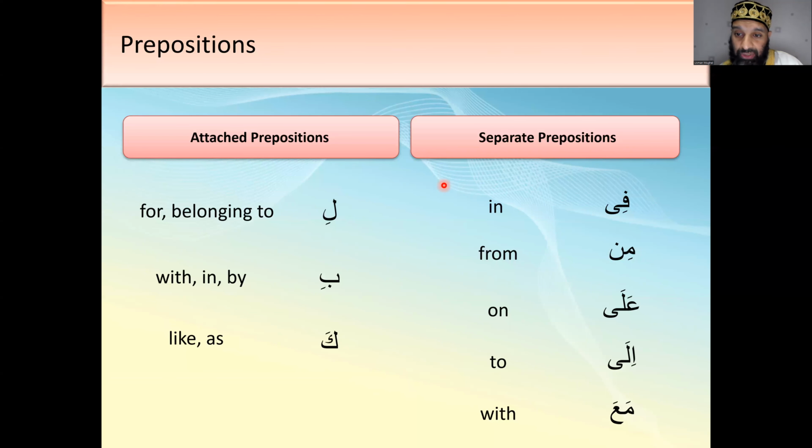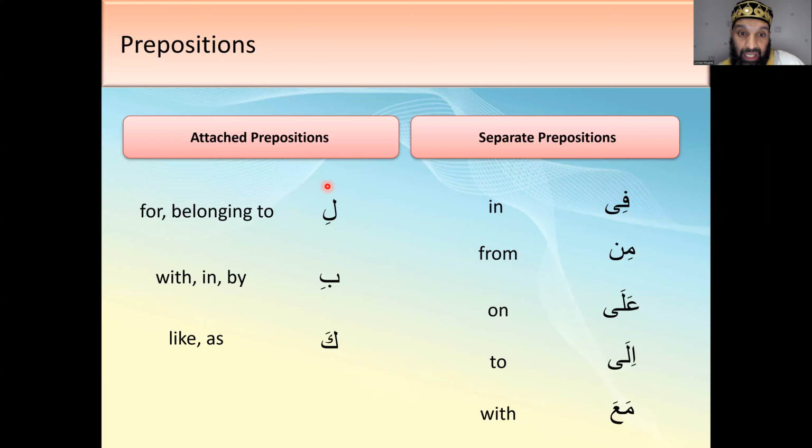Okay, now these are separate words in themselves. Like fi bait, in a house. Min al masjid, from the masjid. Ala al bayt, for example, on the house, right? Ila al masjid, to the masjid. Ma'al muslimin, with the Muslims. These are separate words, okay? Separate harf jar preposition words.